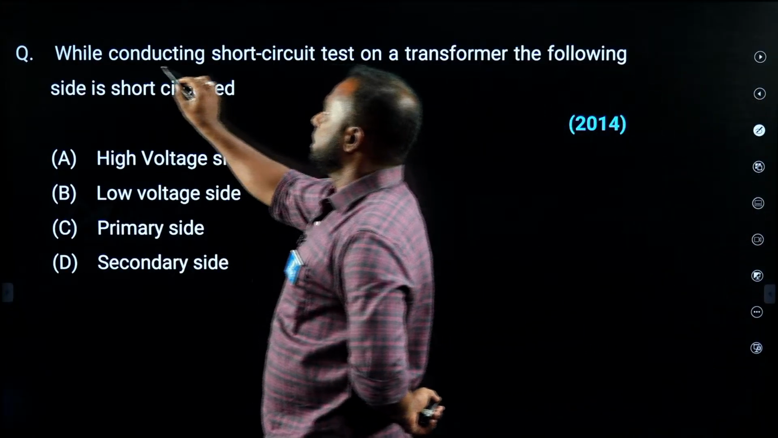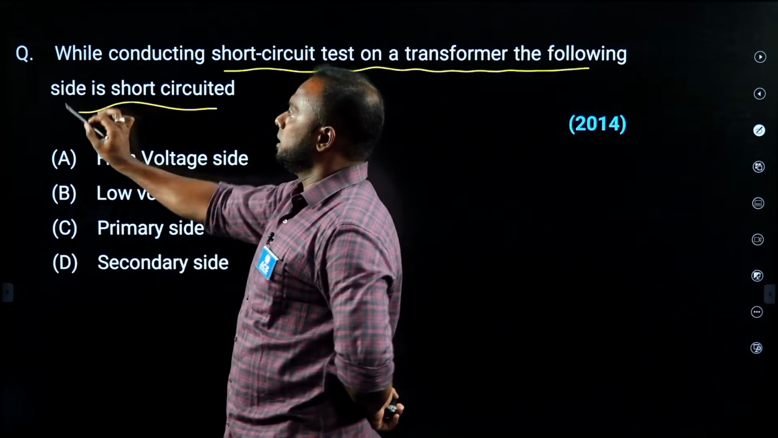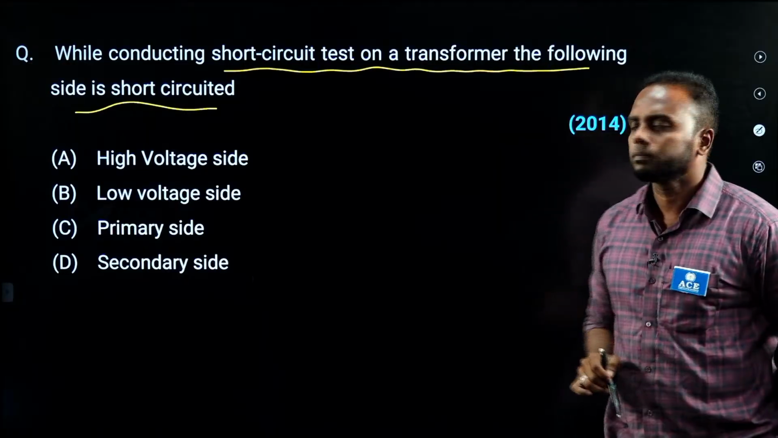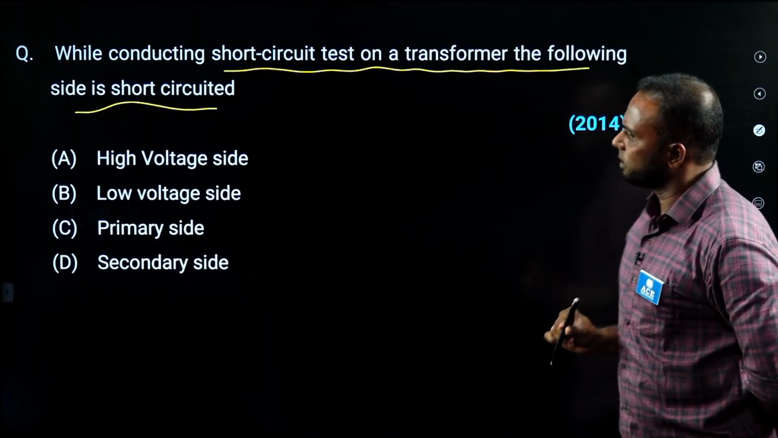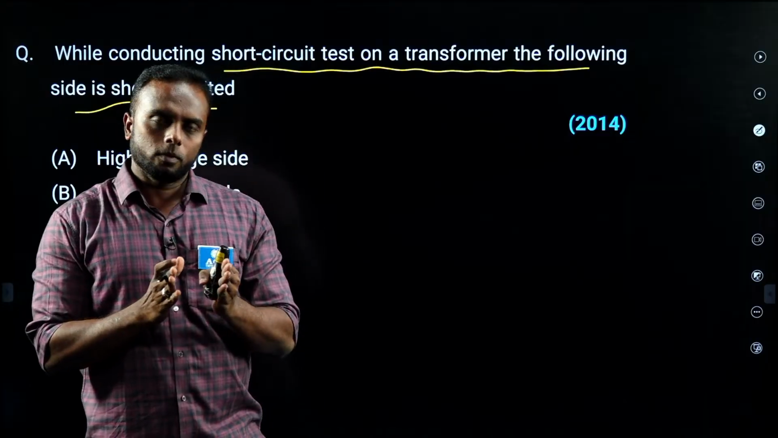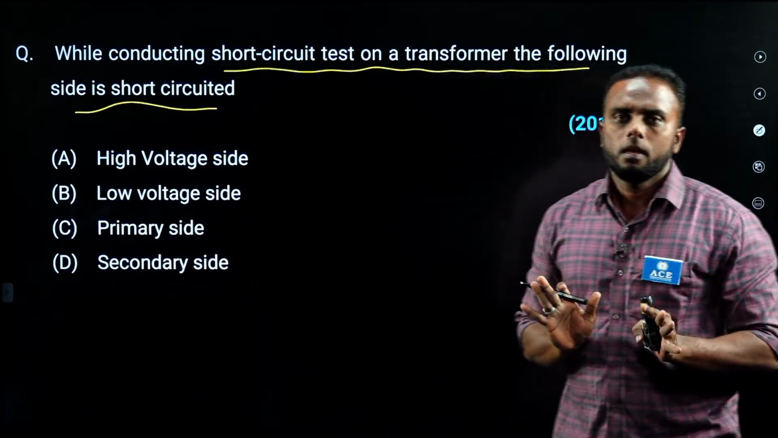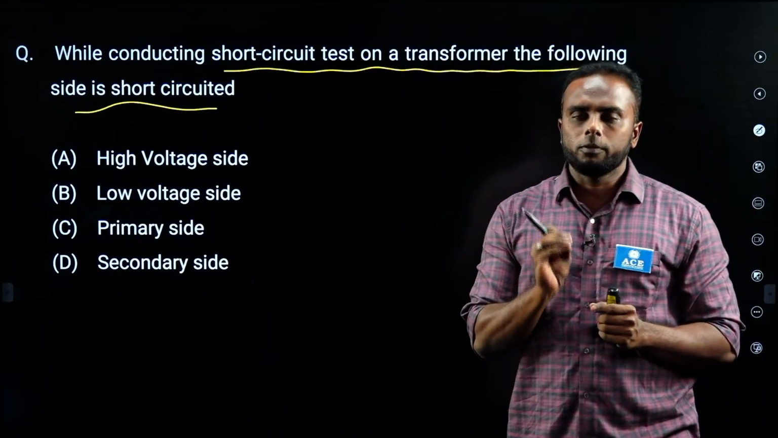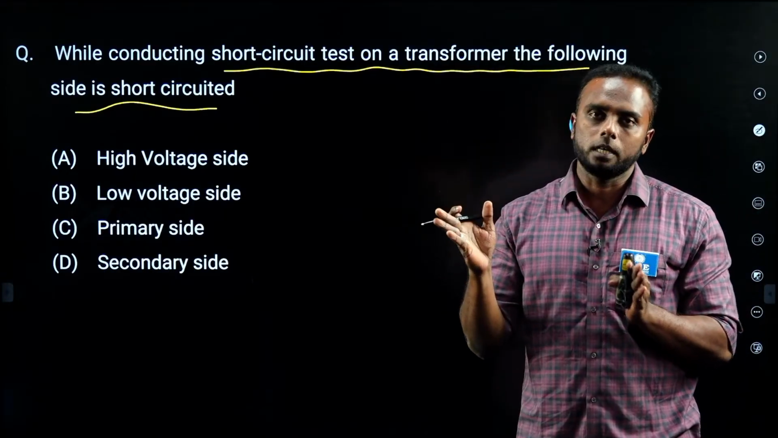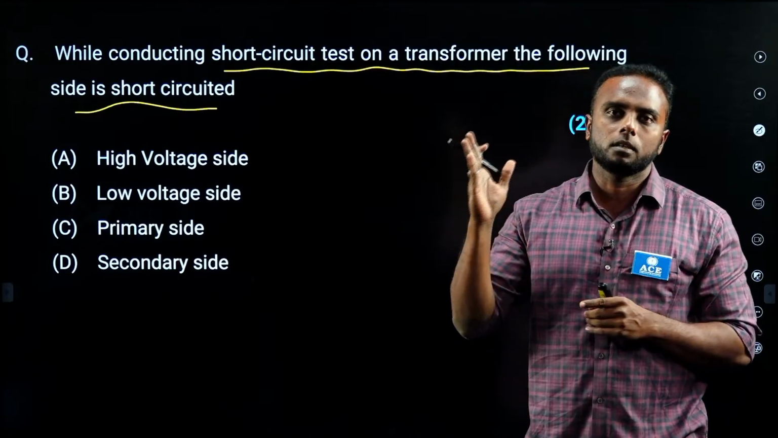Try to answer this. While conducting a short circuit test on a transformer, the following side is short circuited. Which side do we short circuit, HV side or LV side? Actually, we can do the OC test and SC test on any side of the transformer. But due to some advantages, we prefer to do the OC test on the LV side with open circuit on the HV side, and the short circuit test on the HV side with short circuit on the LV side.